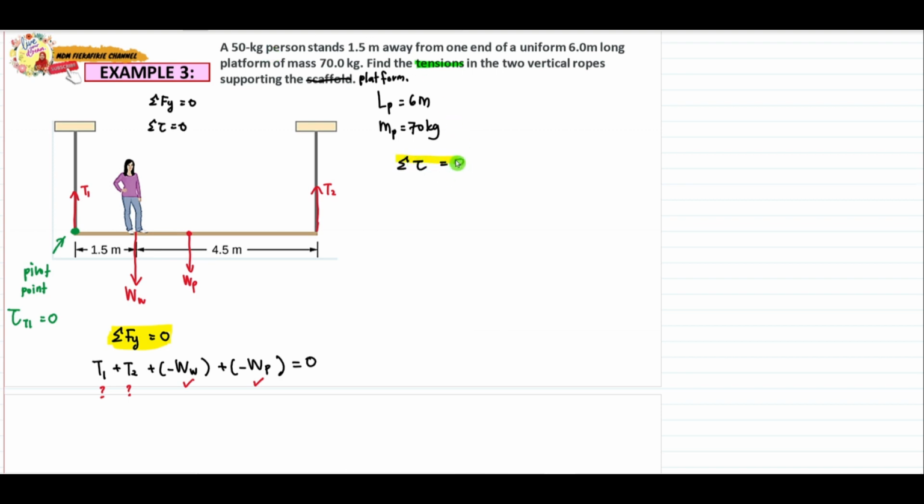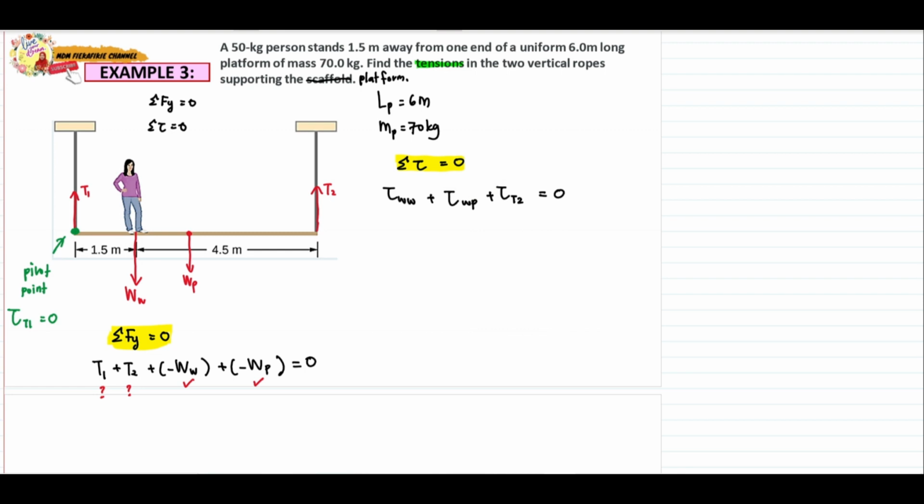Okay, so saya highlightkan dekat sini. So total torque is equal to 0. Since the value of torque due to tension 1 is equal to 0, jadi saya tak tulis dalam equation saya. Okay, sama macam sebelum ni. Jadi saya hanya terus tulis torque due to the weight of the woman plus torque due to the weight of the platform plus torque due to the tension T2, second tension, and it's equal to 0. Okay, sama macam tadi, kalau you tak tahu direction dia clockwise or anti-clockwise, you nak kira dulu asing-asing, tak ada masalah.